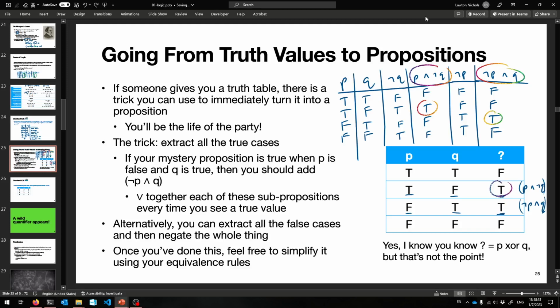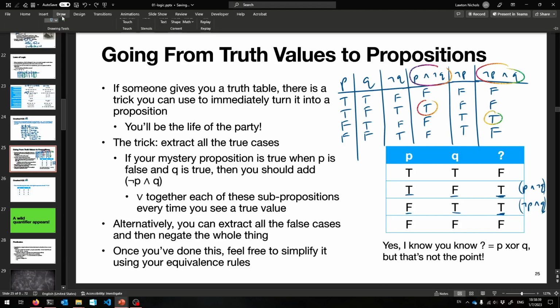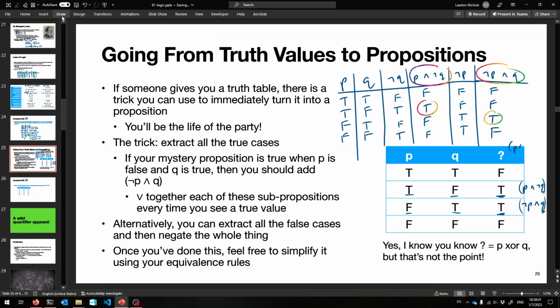Do you see that? That's the answer. So the final answer is that question mark. What should that have been? Well, it's P and not Q, ORed with not P and Q. And that's how you come up with it. Okay, you extract all the true cases, come up with when it's true, and OR together those little sub-propositions.